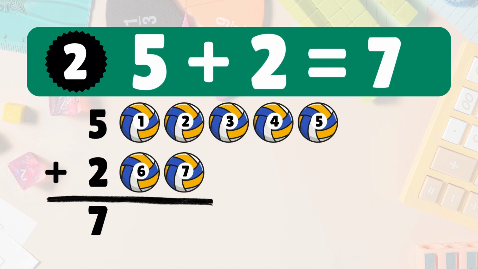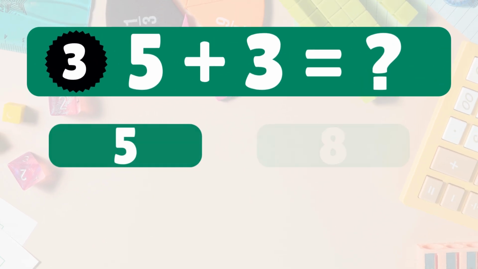Now 5 plus 2 equals what? 5 plus 2 equals 7. Let's count together. 1, 2, 3, 4, 5, 6, 7. 5 plus 2 equals 7. You're doing awesome.